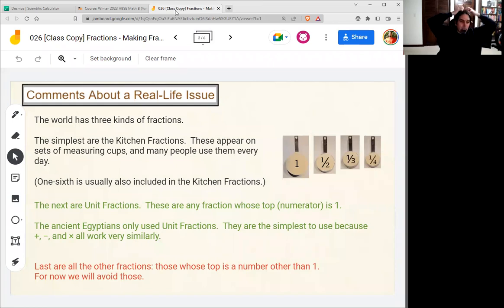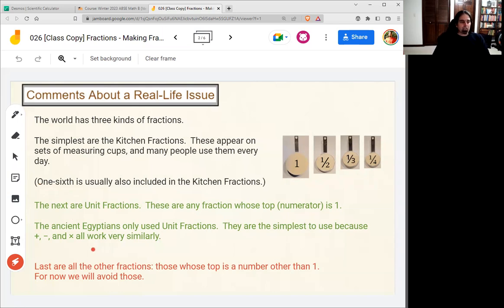The fractions that most people know best are what we call the kitchen fractions, because we have them in our kitchen. We have measuring cups, 1, 1/2, 1/3, 1/4. Some recipes also have a 1/6. Some sets of measuring cups will have a 1/6, so we often include that. It's sort of like the vowels. Y is sometimes a vowel. So the kitchen fractions are the simplest ones to use. We use them all the time in baking and carpentry and things like that.